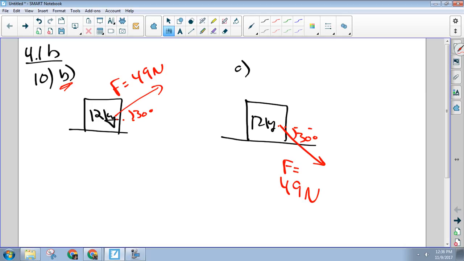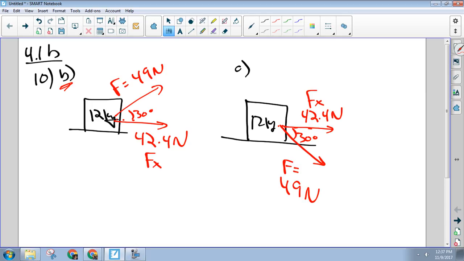Okay, so if you find those components, the x component ends up being 49 times the cosine of 30, which gives you 42.4 newtons. So in both cases, we've got 42.4 newtons pushing this thing. Is that right? All right. But then when you do the math, object C doesn't move, but B does. So can somebody talk to me a little bit about why that matters so much?